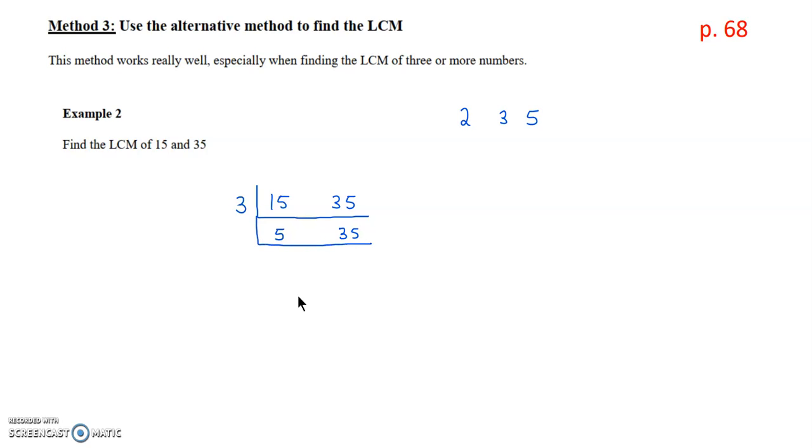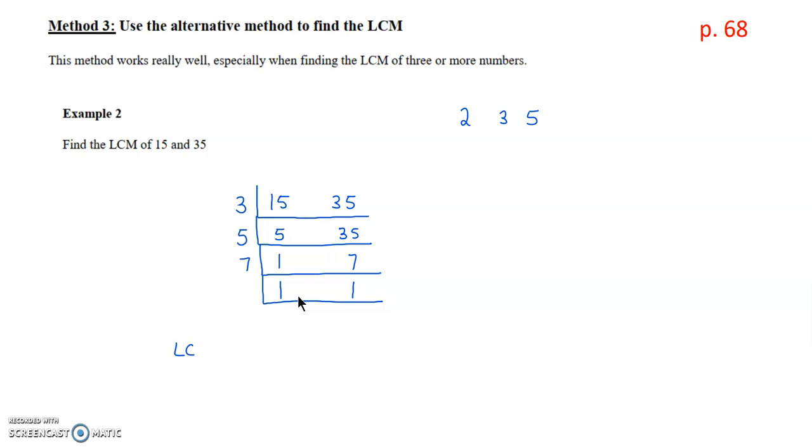Now I can't divide by 3, but I can divide by 5. So 5 divided by 5 is 1, and 35 divided by 5 is 7. And I'm left with a 1 and a 7, so I'm going to divide by 7. Can't do that there. 7 divided by 7 is 1, and I'm done.